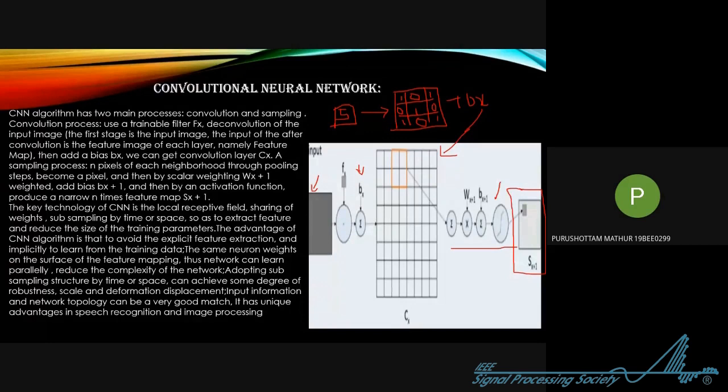So CNN avoids explicit feature extraction and implicitly learns from the training data, and the neurons on the surface of a feature map share the same weights. Thus the network can learn in parallel and reduce the complexity of the network. Adopting a sampling structure in time or space can achieve some degree of robustness to scale, deformation, and displacement of the input.